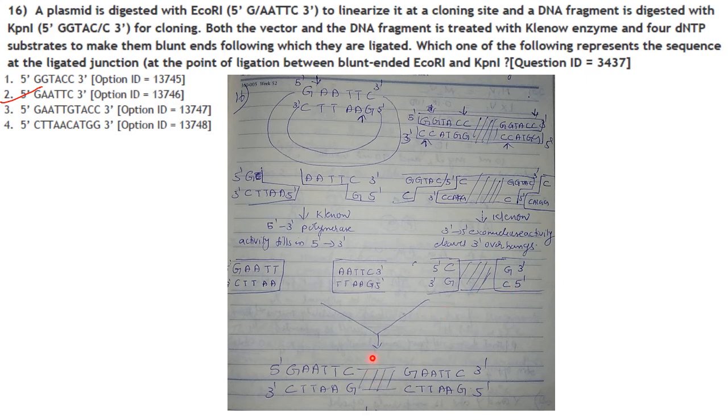And what they have asked is, which of the following represents the sequence at the ligated junction? So at the ligated junction, the sequence is GAATTC in the 5' 3' direction. Here also GAATTC. So the answer is option 2. I hope you all understood this. This is only for your information. I have made this picture for you to understand easily.